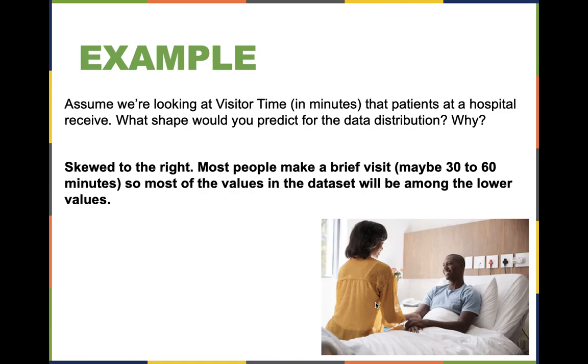The data distribution would probably be skewed to the right because we would probably have a lot of small numbers, but not a lot of large numbers. Most people might make a brief visit, maybe 30 to 60 minutes, so most of the values in the data set will be among the lower values. So you won't see larger numbers like 120 minutes, 150 minutes, 200 minutes, etc. And if you need a reminder, this is what skew to the right looks like.